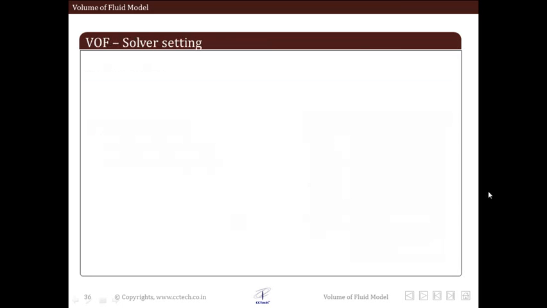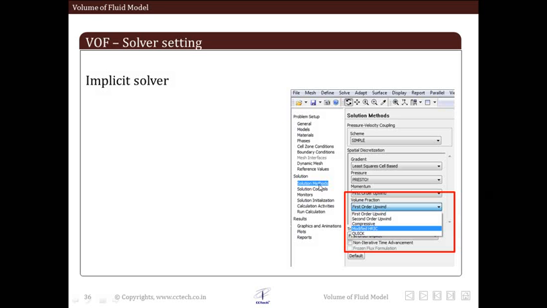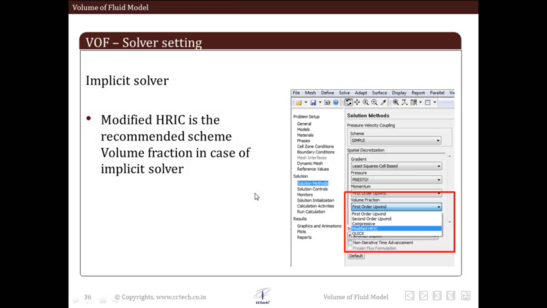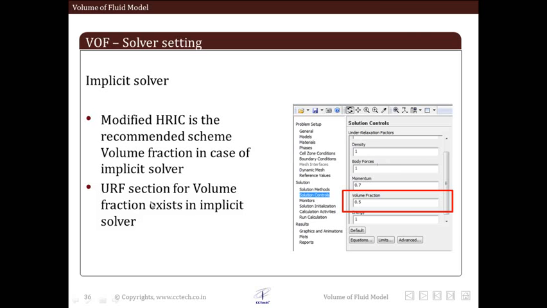Let us discuss the solver settings when we are using implicit solver. For implicit solver also, we have to select spatial discretization schemes for volume fraction within the solution method panel. It is recommended that with implicit solver, we use the modified HRIC scheme. You can notice that when we are using implicit solver, under the solution controls section, under relaxation factor for volume fraction appears. So for implicit solver, we can also set the URF for volume fraction.